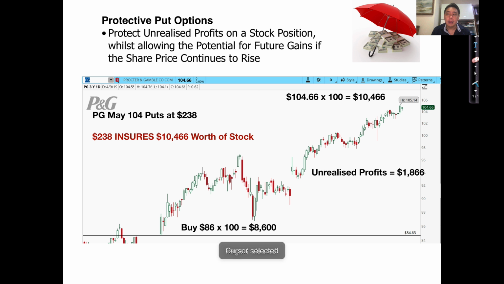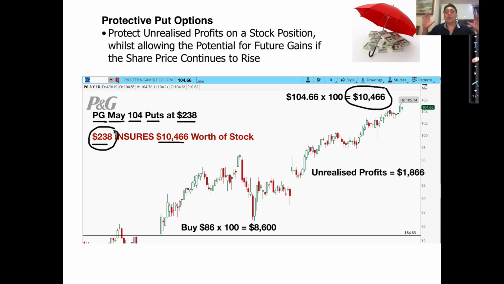So let's take a look at how this works. With these P&G 104 puts, what this means is we are buying the put option with a strike price of 104. That gives us the right to sell the shares at 104 anytime before the expiry date, which is the third Friday of May. And again, we've paid $238 for this. So in other words, $238 insures $10,466 worth of stock. Again, this is kind of like your house value. This is the fire insurance that you pay to insure the value of your house. So if your house burns all the way down because of a wildfire, because of a market crash, no worries, you get paid $10,466 because of your insurance that you pay.